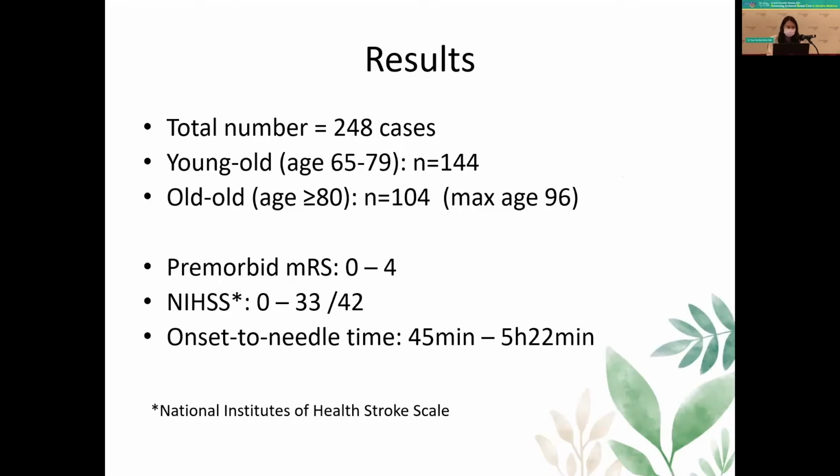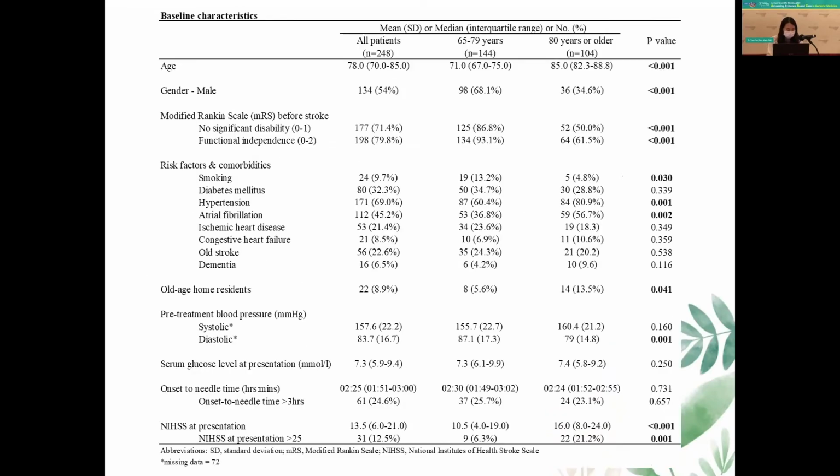A total number of 248 cases were recruited. 144 of them were young old, 104 of them were old, with the oldest being 96. Premorbid MRS ranged from 0 to 4, which means chair-bound. NIHSS, which reflects stroke severity, ranged from 0 to 33. And the onset to needle time ranged from 45 minutes to more than 5 hours. The following shows the baseline characteristics of our patients. Not surprisingly, the older patients presented with worse functional status, more comorbidities, and also a more severe stroke at presentation.